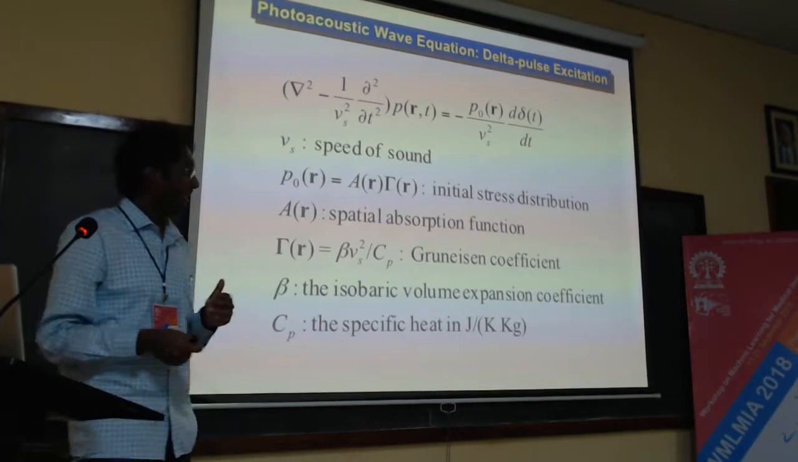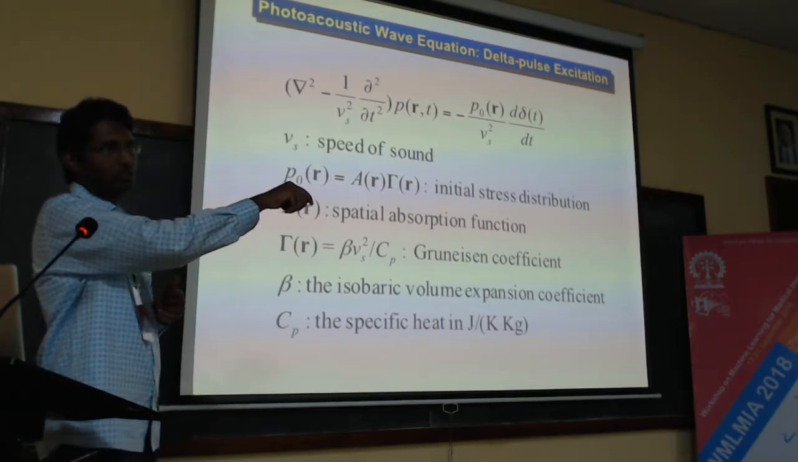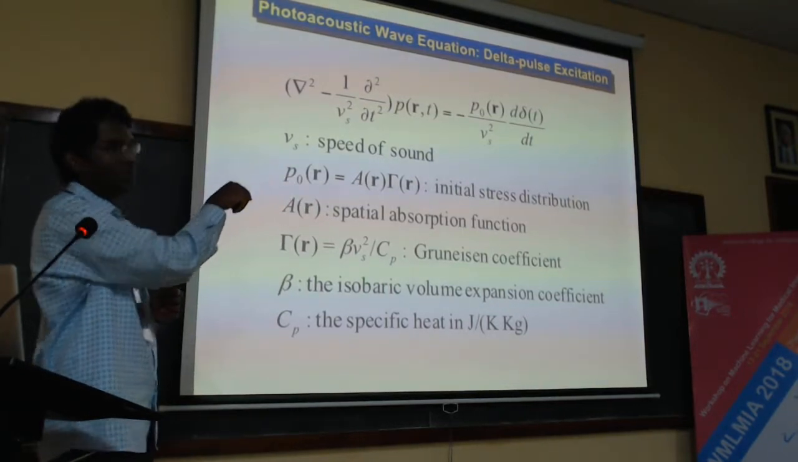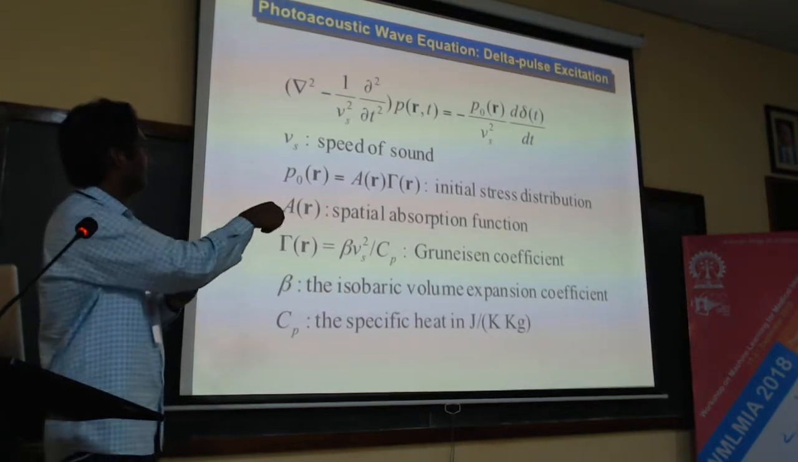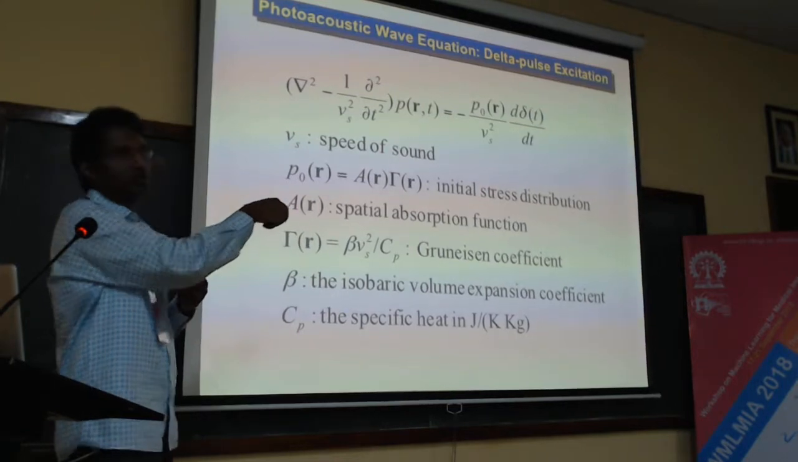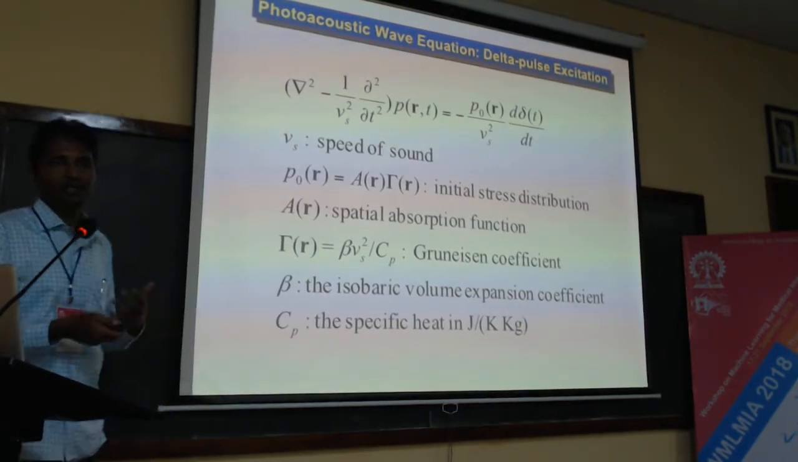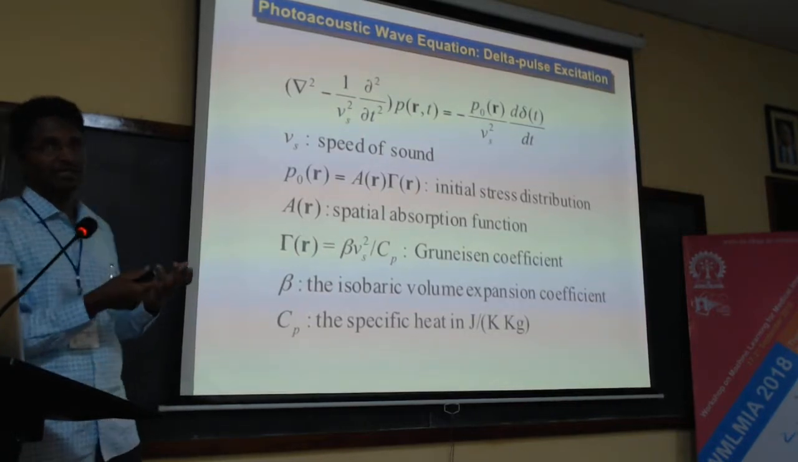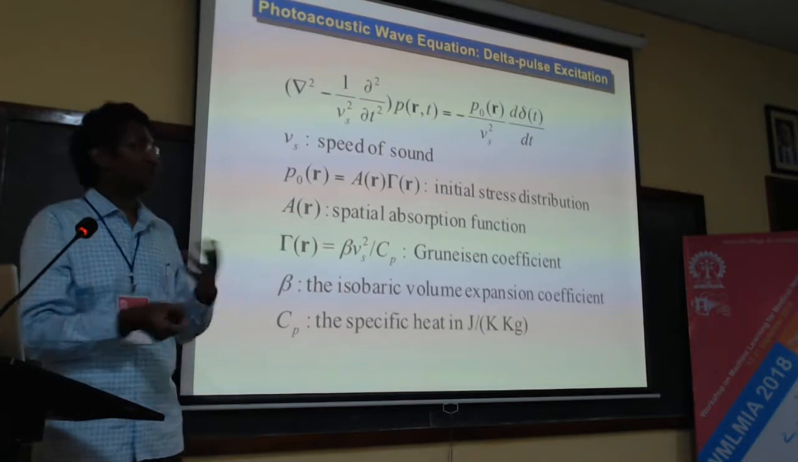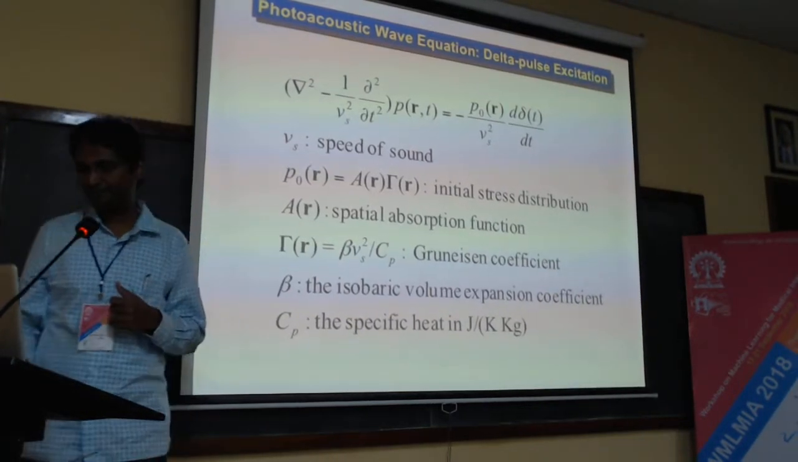Now, in a simple fashion, this side of the equation is your sources. This side tells you how it is propagating with respect to time and position. And then what we are detecting is this P of r and t, a sampled version of P of r and t at the boundary. What we are interested in, in a real experiment, is to go back from this P, which is detected at the boundary, to the P0. So this is what we are interested in going back.